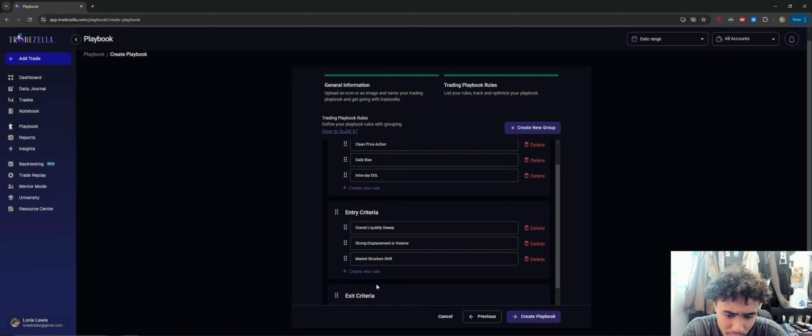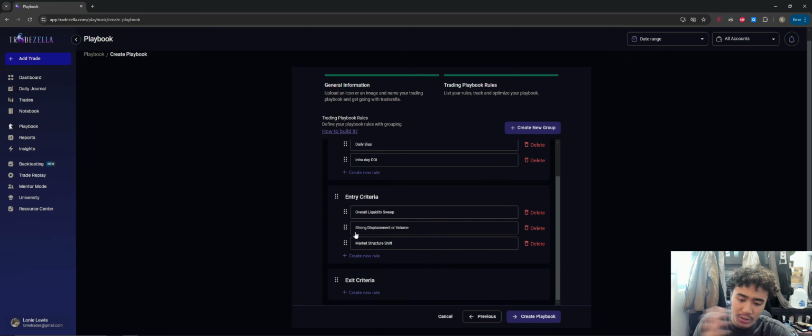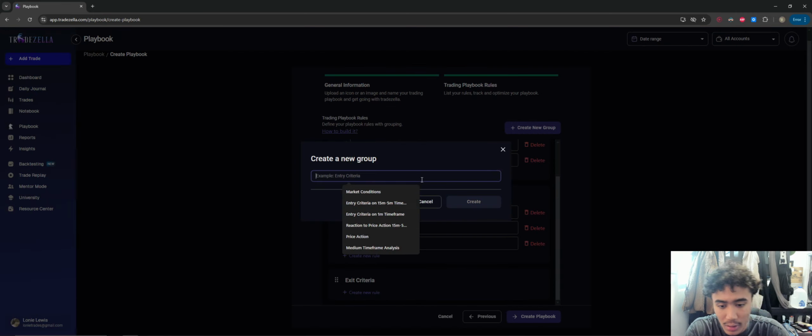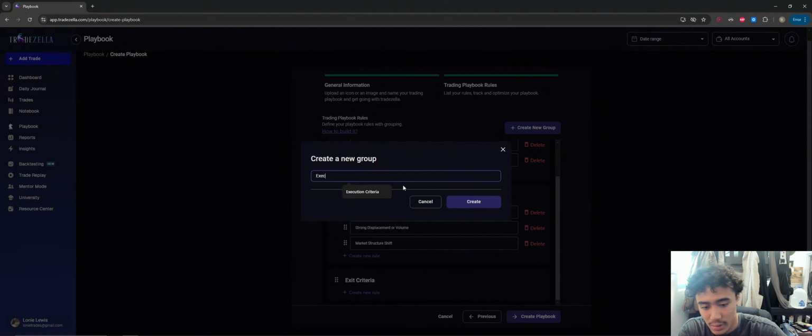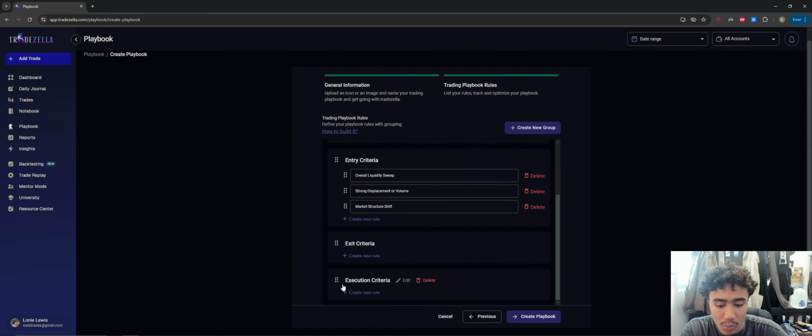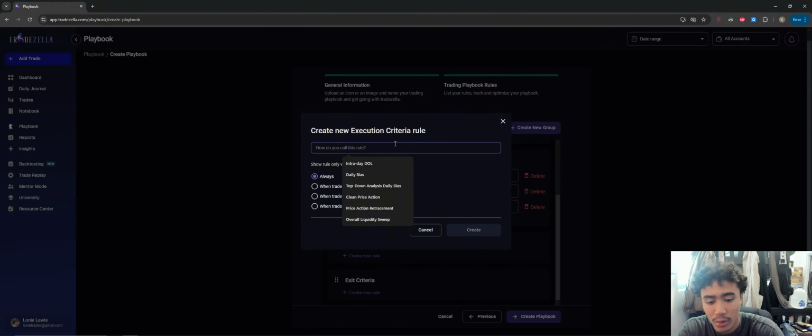So these are the 3 entry criteria we are looking for. Let's start off with overall liquidity sweep. Yeah, this is actually perfect. Strong displacement or volume, the market structure shift. Now, we're going to create another one, which is going to be our execution criteria. Bam. What we are looking to execute upon in order to take our trade. It's that simple. 1, we are looking for a micro time frame inverse fair value gap.